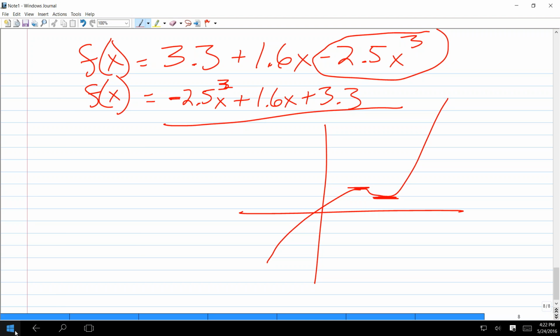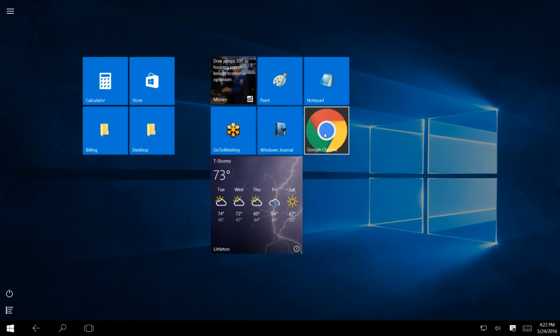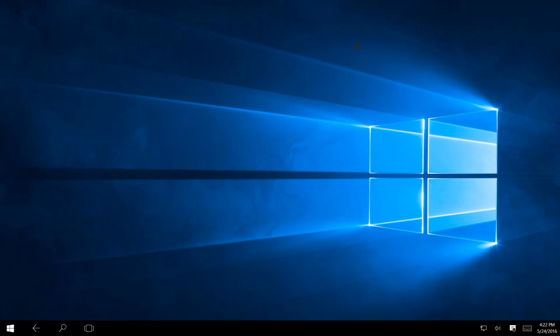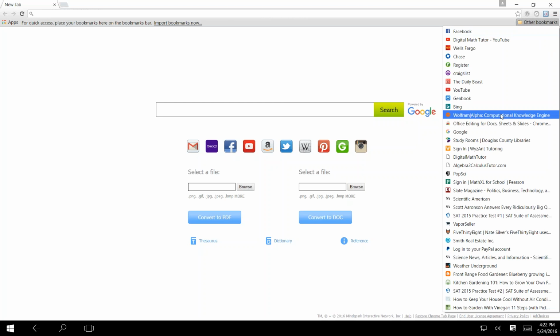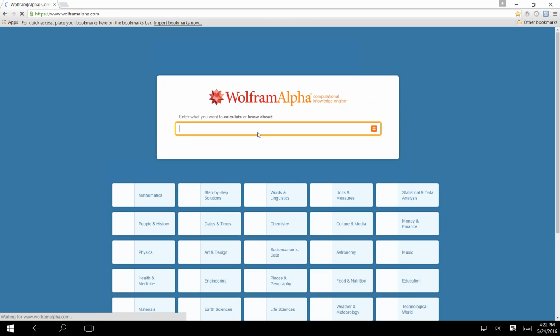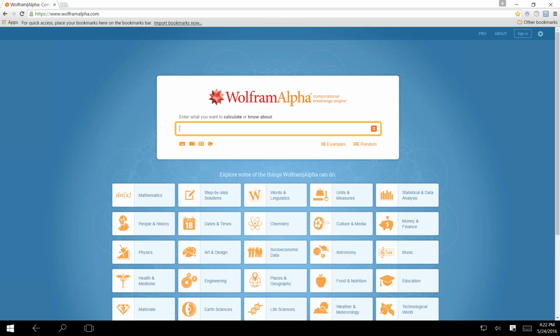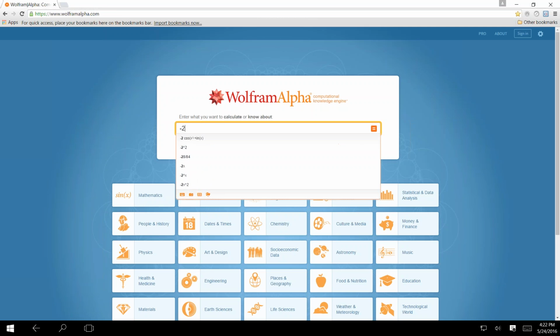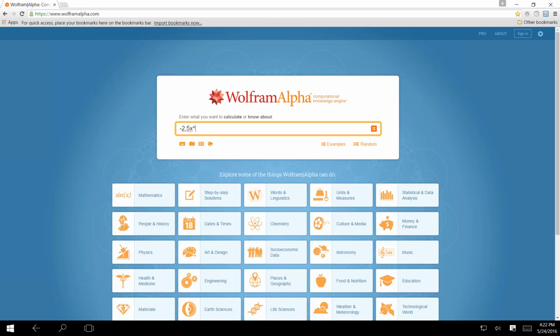Let me open up Wolfram Alpha, my online graphing calculator, basically, and let's graph this just so you can see how it graphs. Wolfram Alpha is a great little online tool. Yeah, I know about it. Okay, you're familiar with it. What was it? It was minus 2.5 x cubed. And what's the rest? Plus 1.6x plus 3.3.